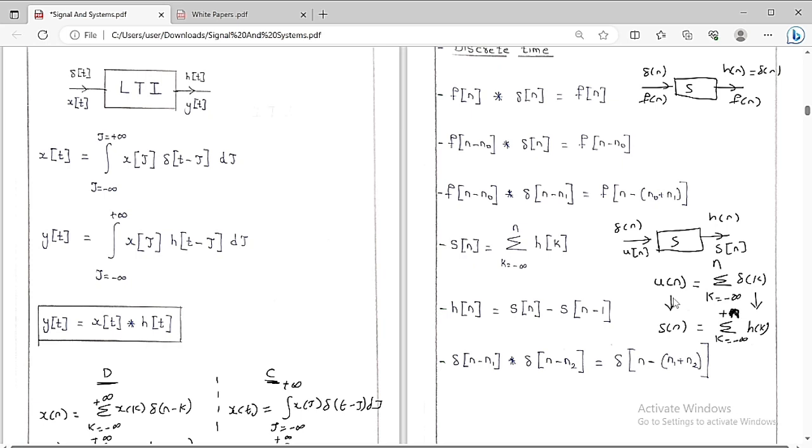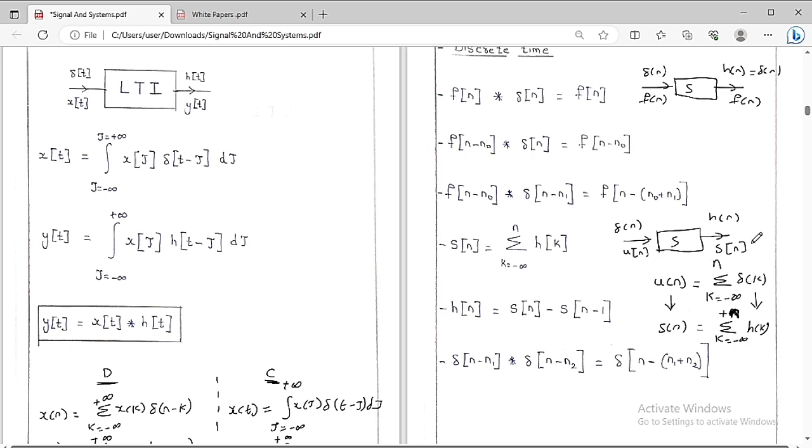So this is what I am trying to tell you. So s of n is equal to sigma k equals minus infinity to n of h of k. As I already told you, this one you have to remember. For a system where the input is delta of n, the output is h of n. For the same system, the input is u of n, the output is s of n. So already you know the relation between u of n and delta of n, which is u of n is equal to sigma k equals minus infinity to k equals n of delta of k.